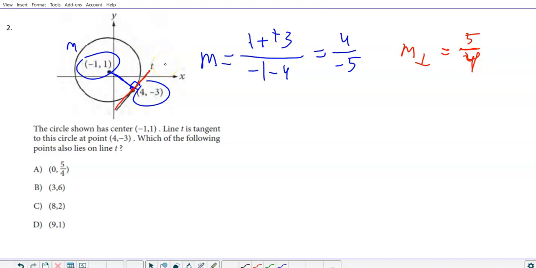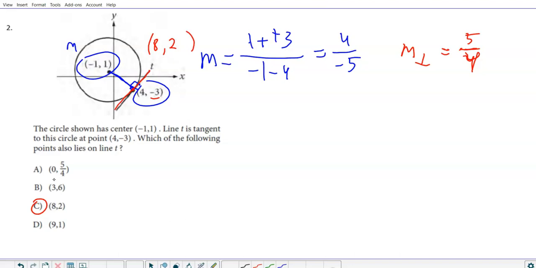And so you could do a couple of things. You could actually go up 5 over 4. So if I go up 5, that would put me at a y value of 2. Over 4 to the right, that would put me at an x value of 8. There we are, just by checking 1 point.